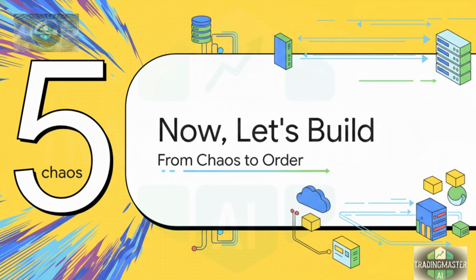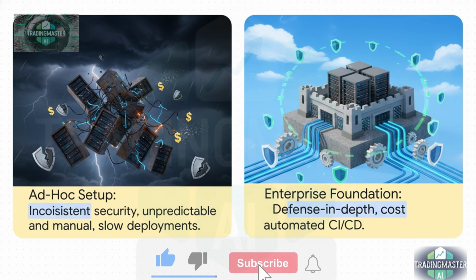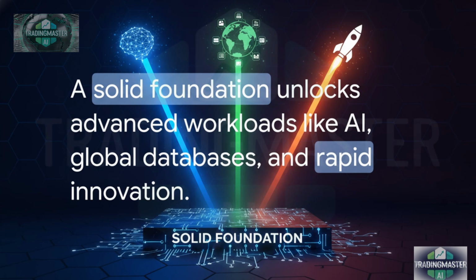So you can see we've walked the whole path here, from principles all the way to practice. This is how you transform your cloud environment from that state of chaos to one of total control and order. I mean, the difference is truly night and day. On one side, you've got that ad hoc setup with its inconsistent security and slow manual deployments, and on the other, you have the enterprise foundation, giving you defense in depth, automated pipelines, and proactive policy controls. It's a complete transformation.